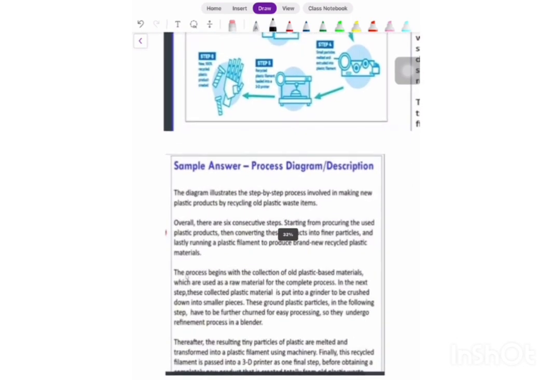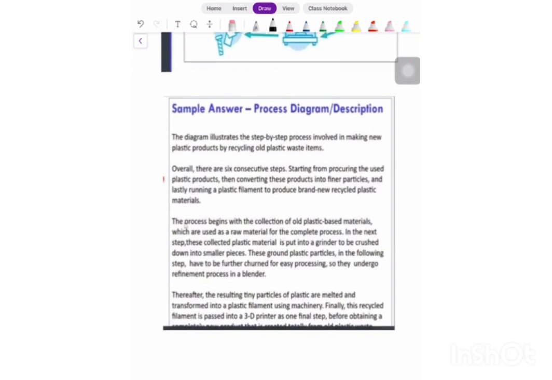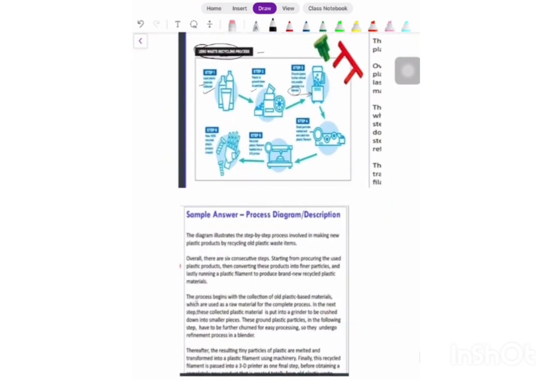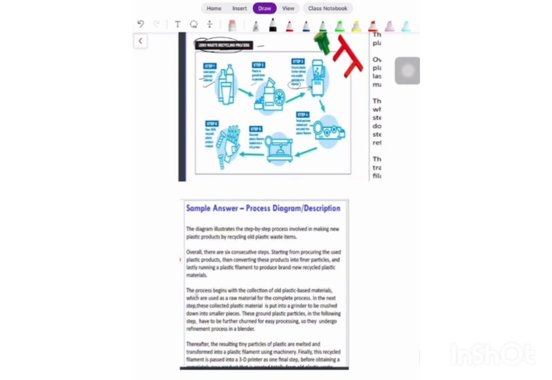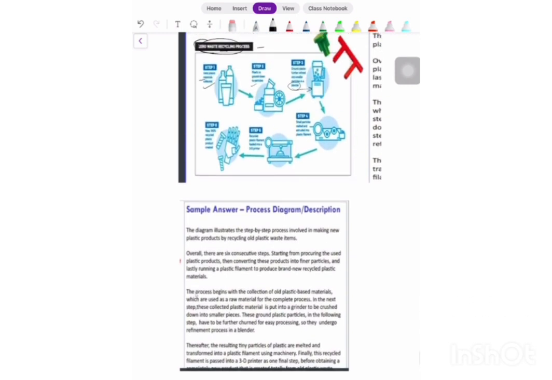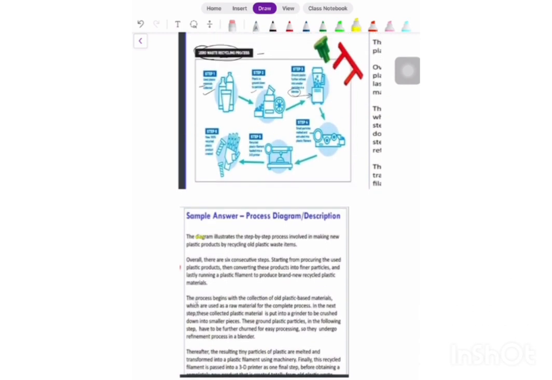So इसमें हम पहले आंसर देखेंगे, फिर हम स्ट्रक्चर देखेंगे कैसे फॉर्म होता है. So the diagram illustrates step by step process. Okay, तो diagram illustrates, graph illustrate, ये हम ऊपर भी पढ़ चुके हैं. So ये diagram illustrate करता है क्या, step by step process, और ये process involved in making new plastic products. The diagram illustrates step by step process involved in making new plastic products by recycling old plastic waste items.